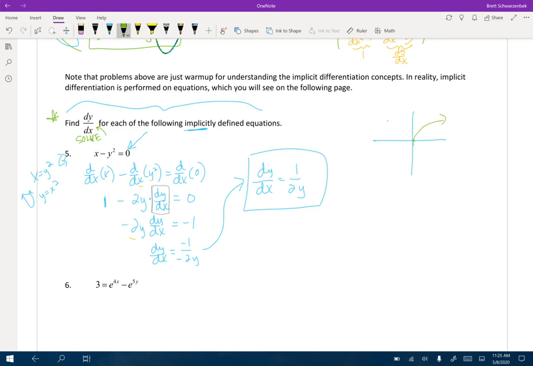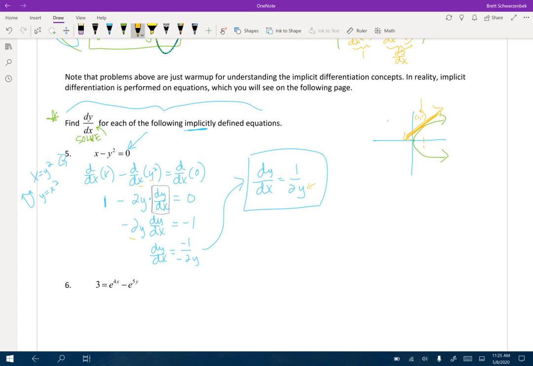So basically, if I wanted to find, let's say, the slope of the tangent line at x equals 1 on this graph, this implicitly defined function, then all I would have to do is find the y-coordinate at 1. If I did that, it looks like it's going to be 1. So this coordinate is going to be 1, 1. I would take the y-coordinate of 1 and plug it in here, and that would give me the slope.